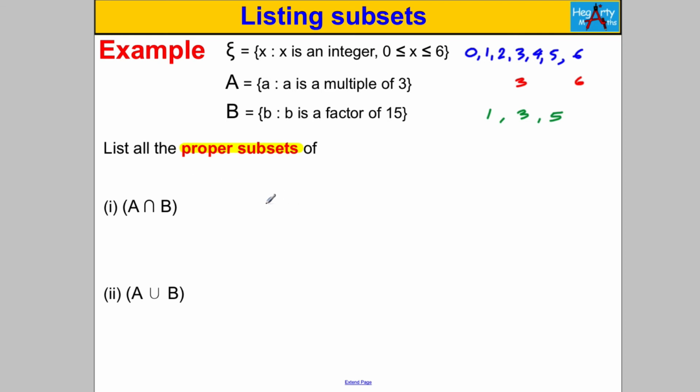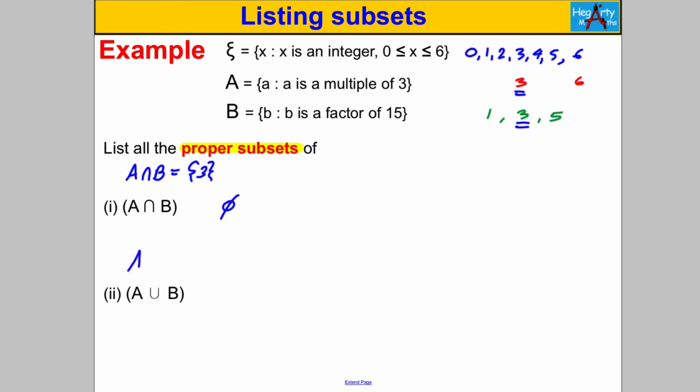Now it says list all the proper subsets of A intersect B. Now let's just start off by saying what A intersect B is. A intersection B, they are the elements in A and B together. There is only one element in A and B, and that is the element 3. So we know that this is the set with 3 in it. Now if someone said what are the proper subsets of that, the only proper subset of that is the empty set, because 3 is not a proper subset of that. 3 is equal to that set, so the only proper subset of that is the empty set.